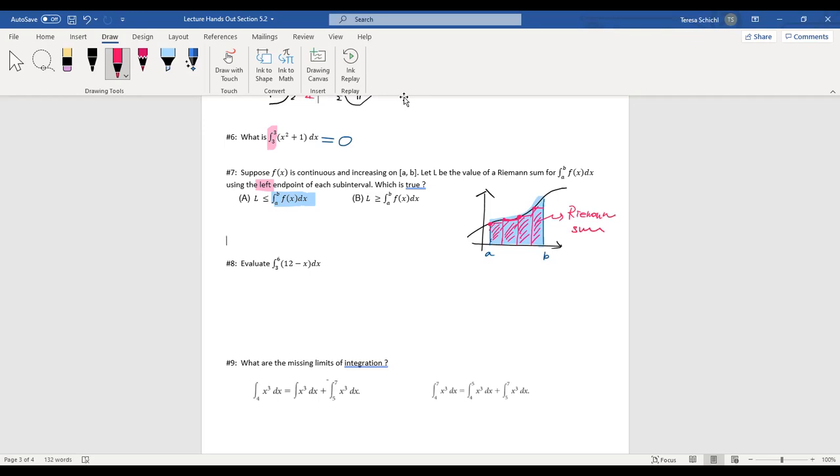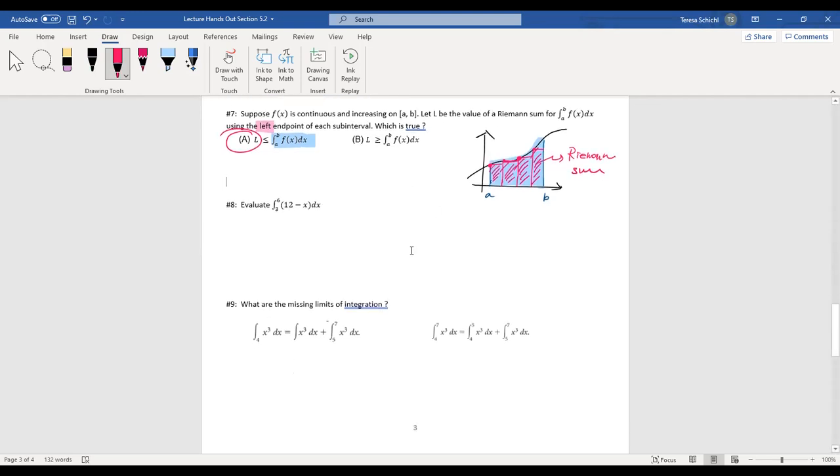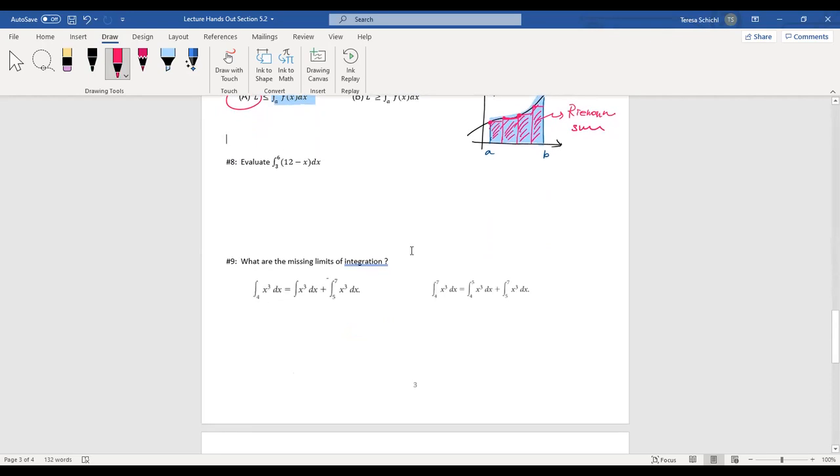Because this is an increasing function, if you use the left end, your Riemann sum is always going to be what? Always going to be less than the true area, right? So what is here is A. Okay. Now, let's take a look at the next ones here.